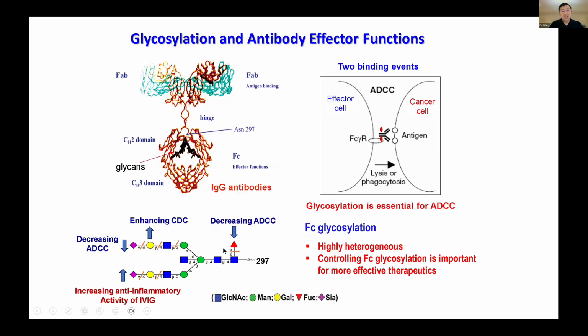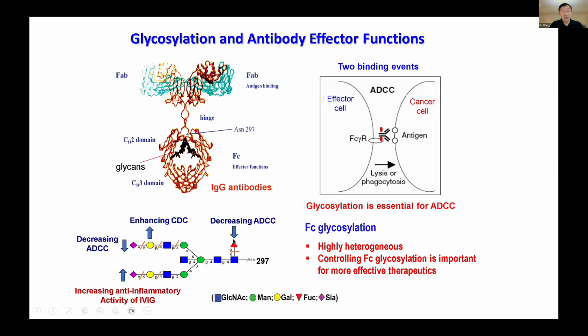Basically, these are the symbols that those in the glycobiology field may know very well. You have two N-acetylglucosamine and three mannose, which is the core structure. Outside of the core, you have decorations like fucosylation, galactosylation, and sialylation. All these additions of sugars can have a profound impact on antibody effector functions. So controlling glycosylation is fundamentally important for developing better or more effective antibody-based therapeutics.